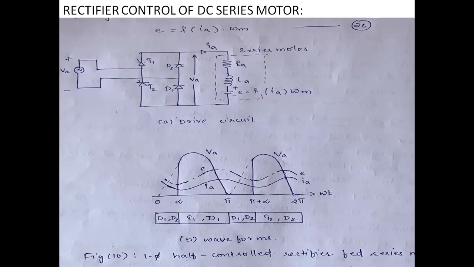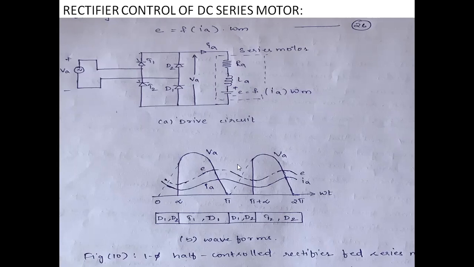those speed fluctuations we consider as negligible. E is not constant, because E will be fluctuating with respect to IA, the armature current. We have to take into account the fluctuations in E, and draw E corresponding to IA. So if you observe the graphs here, we see that E follows IA. E and IA are parallel.